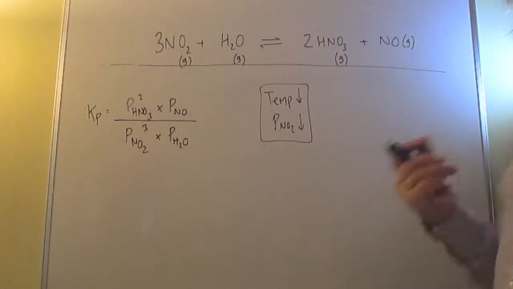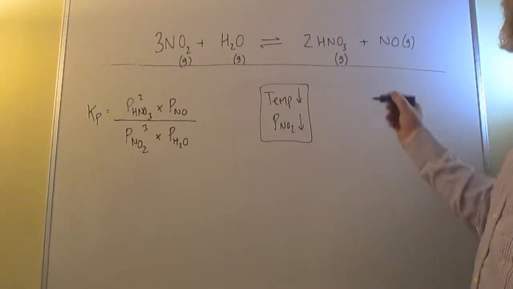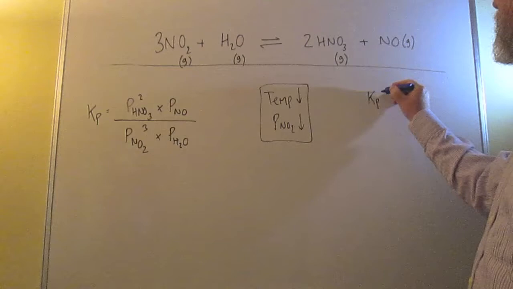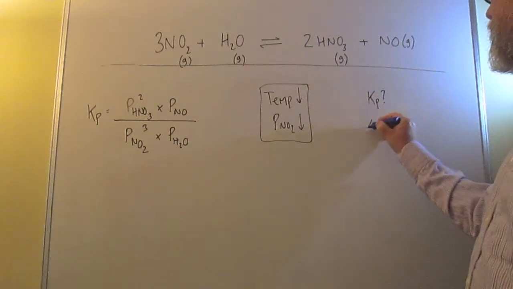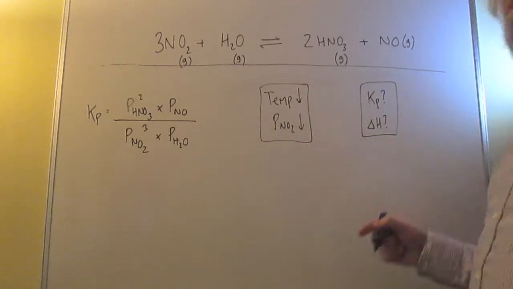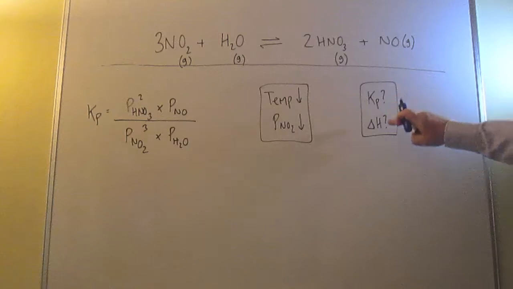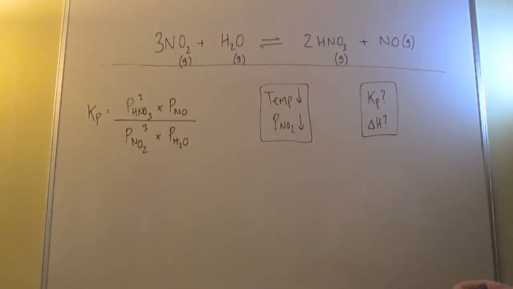And again, make sure you answer both bits of the question, because it asks you two things. One is what happens to the value of Kp, and the other is what can you learn about delta H for the reaction. And again, maybe it's worth quickly scribbling them down so that you remember, yes, I've answered that, yes, I've answered that, and don't just do part of the question. So let's talk about Kp first.